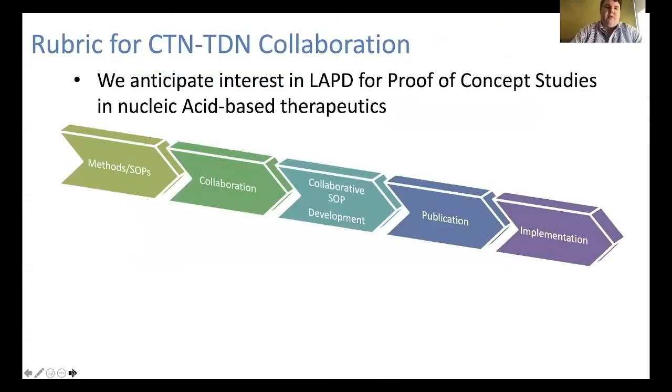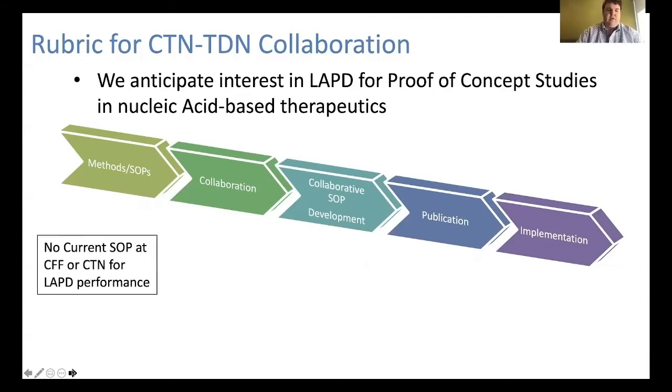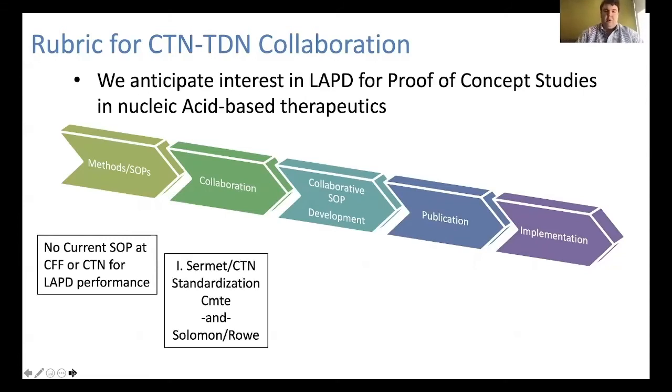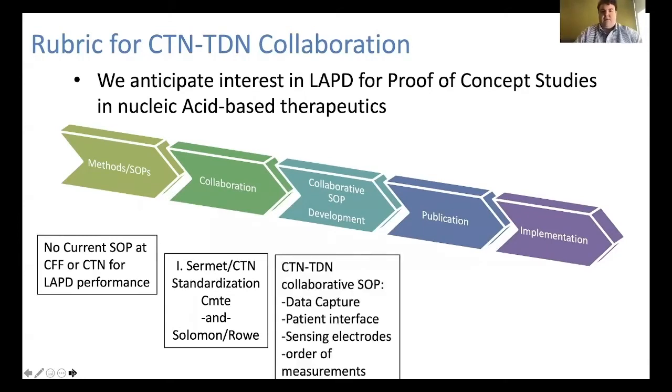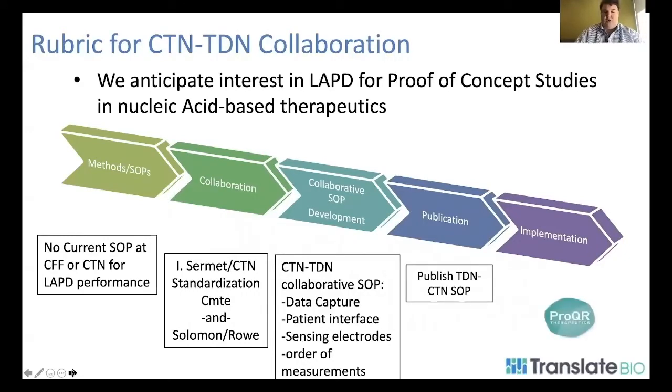So our previous work with NPD has formed a rubric for us to undergo an international collaboration to improve LAPD for performance of proof of concept studies in nucleic acid and other genetic-based therapies. And so we hope to develop methods and SOPs, because there is no current SOP at the CFF or CTN for LAPD performance. We'll collaborate with multiple leaders in the CTN Standardization Committee, including Isabel Sermet and myself and other colleagues at UAB, to develop a collaborative SOP and hopefully publish this and then implement it on ongoing studies or those which are upcoming, which we hope to be able to be a biomarker for the future.